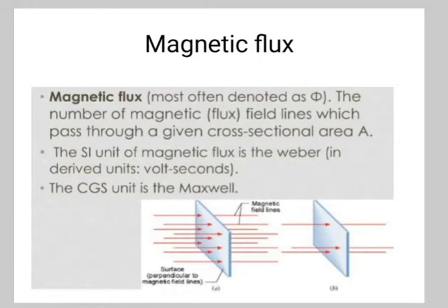So, the SI unit of magnetic flux is the Weber. It is named after a German physicist and co-inventor of the telegraph, Wilhelm Weber. And the unit has the symbol Wb.